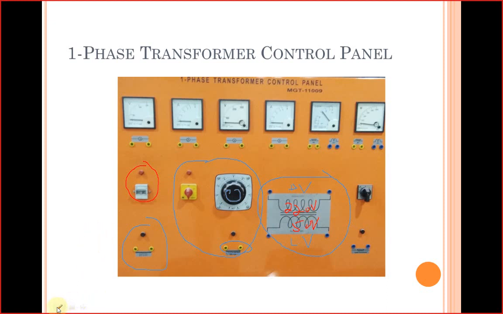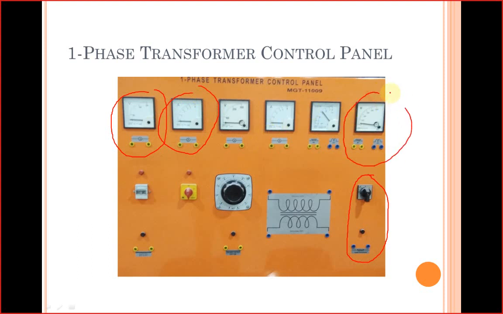Okay, so next we have a variable load over here. The variable load we actually used for the voltage regulation, and we put some load on this transformer in the last experiment. And then you can see some voltmeters and some ammeters here, and this is your wattmeter.